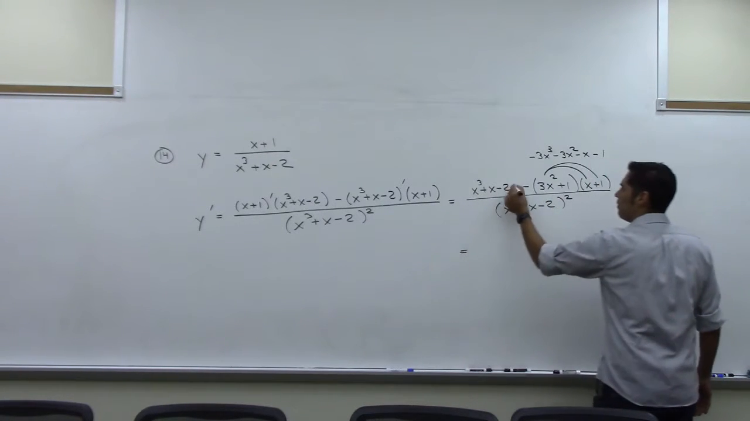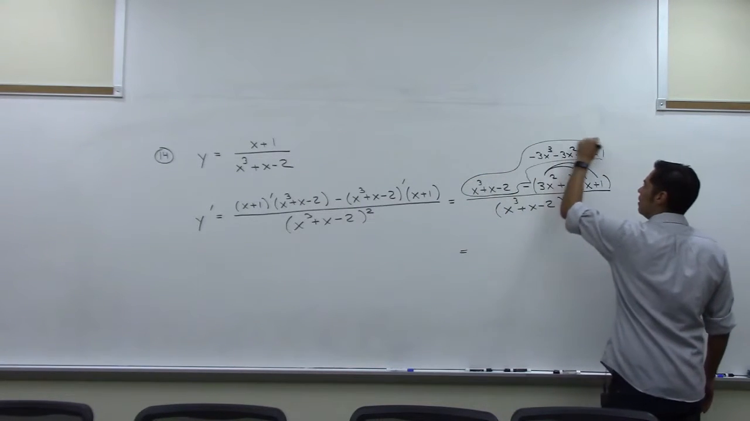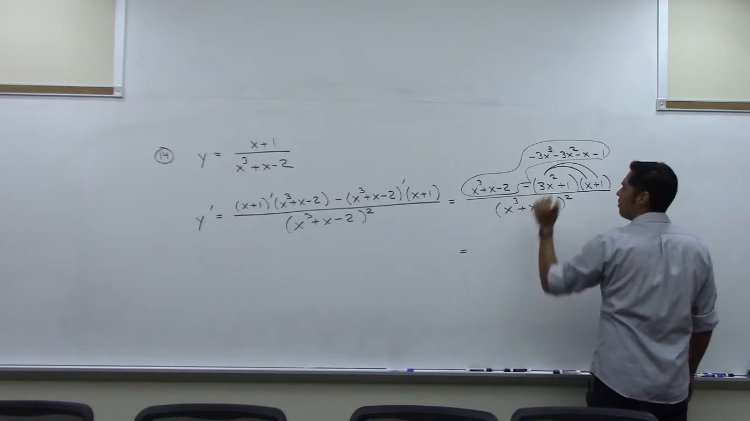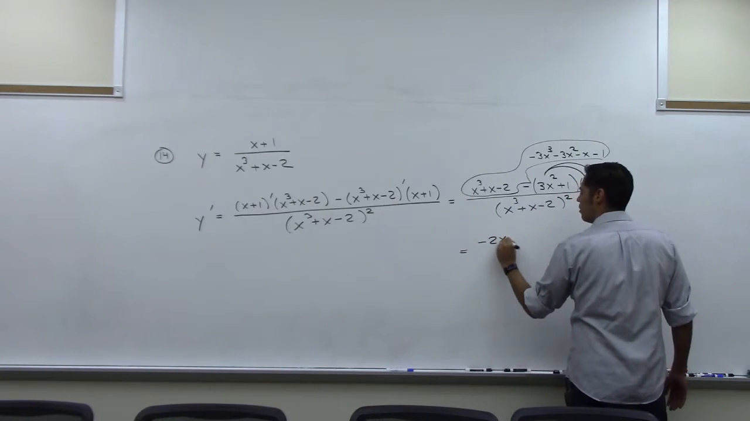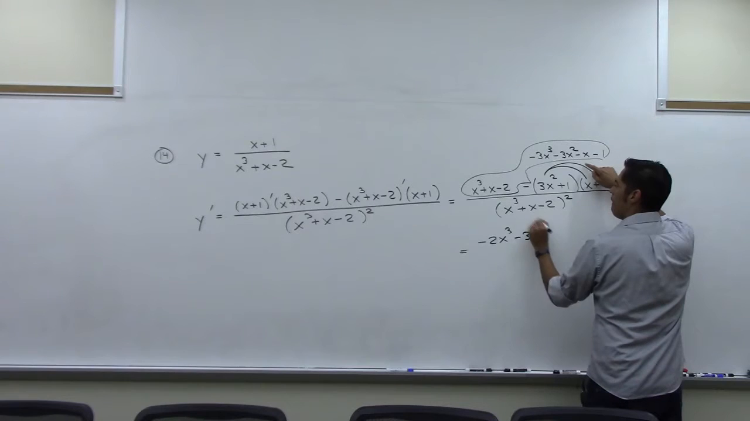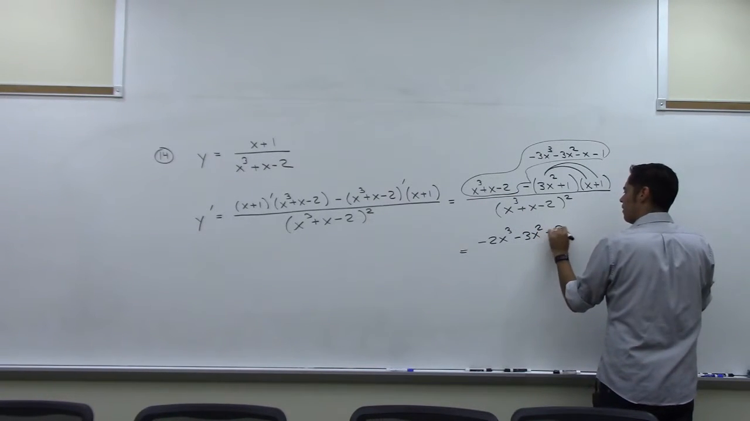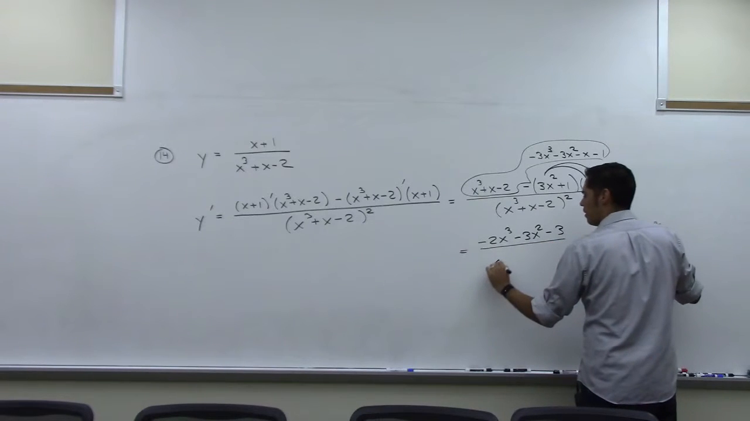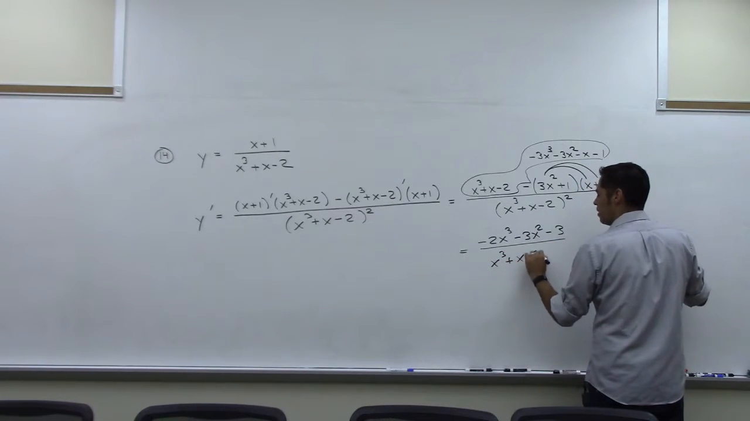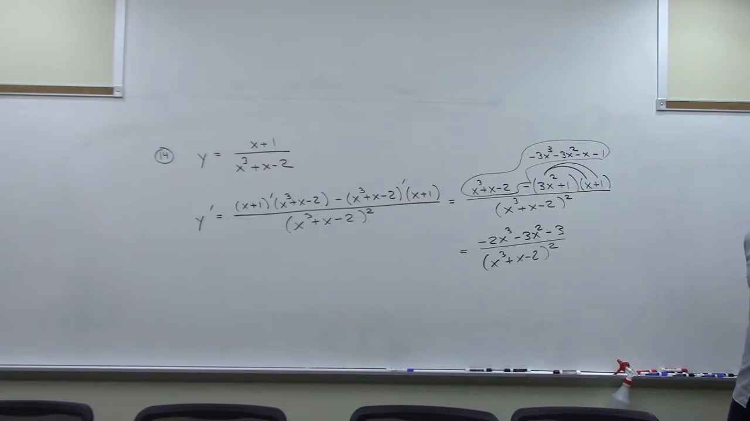So let's see, if I combine these together, all of this, I've already taken care of the minus. If I combine all that together, x cubed take away 3x cubed is negative 2x cubed. Let's see, minus 3x squared. x take away x is gone. Negative 2 take away 1 is negative 3. All over (x cubed plus x minus 2) squared. All right.